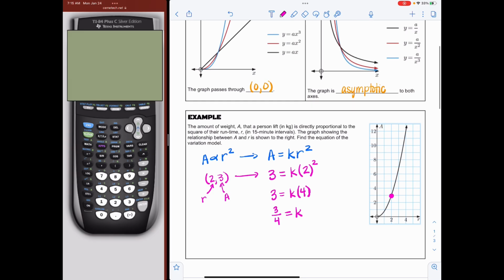So because I know that that is my constant of proportionality, we know that the equation is going to be A is equal to 3/4 times R squared.